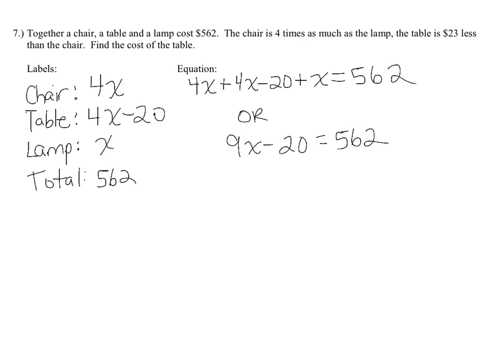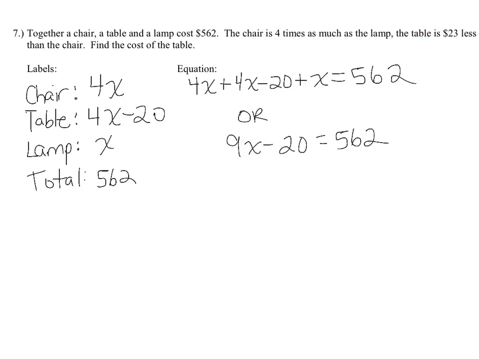It said here that together the chair, table, and lamp cost $5.62. So I wrote down chair, table, lamp, and I wrote down the total was $5.62. Then it says the chair is 4 times as much as the lamp. So the chair is being compared to the lamp. I don't know how much the lamp is, so I'm going to call it X, but I know that the chair is 4 times that.